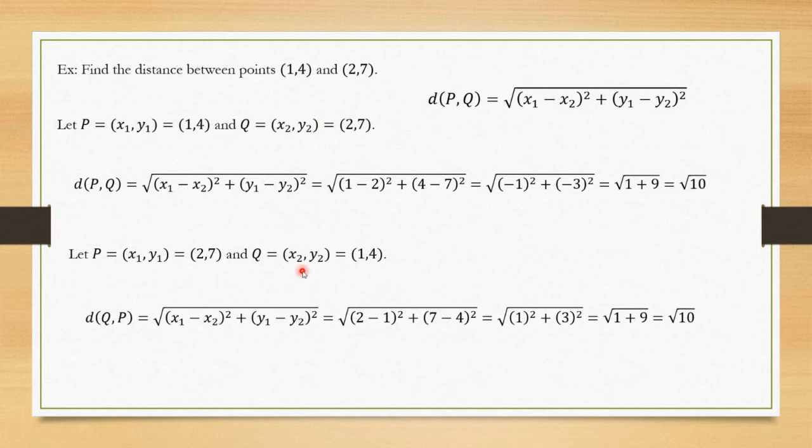And what I'm trying to show you here is, if I took P to be 2, 7 and Q to be 1, 4, and I went right by the formula, again, it's not going to make a difference, right? Here, for instance, I subtracted one x coordinate from the other, I did 1 minus 2. Here, instead, I'm doing 2 minus 1. Here, I'm subtracting one y coordinate from the other one. 7 minus 4. Here, it's 4 minus 7. But again, it's not going to make a difference because we're squaring.